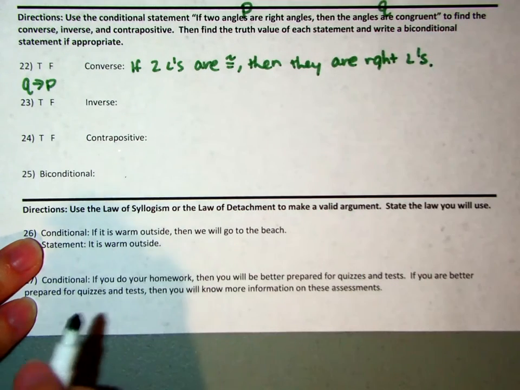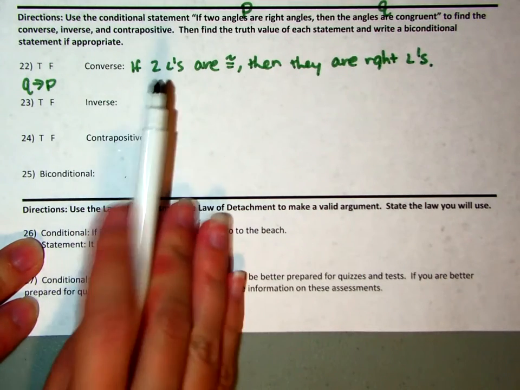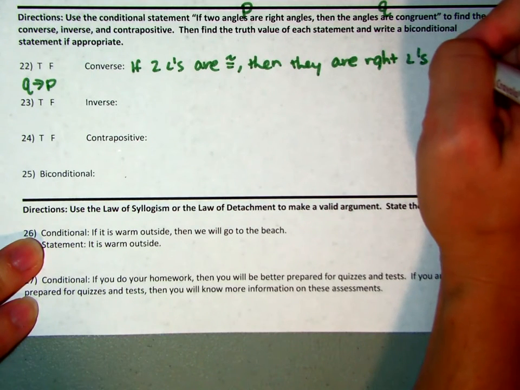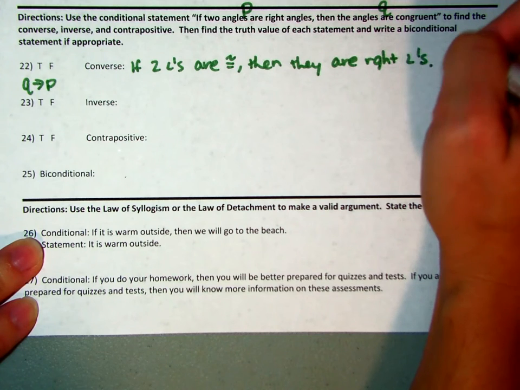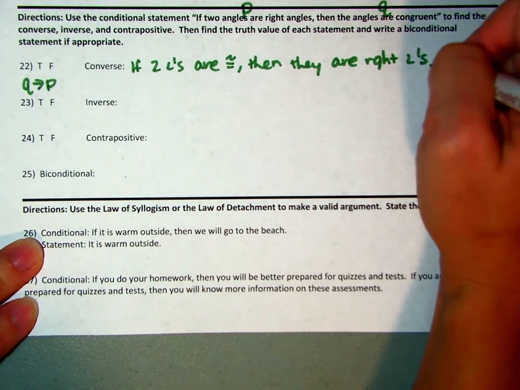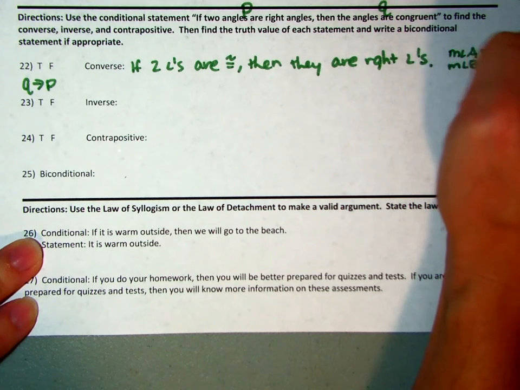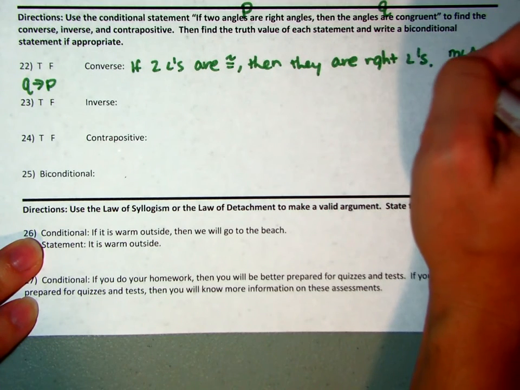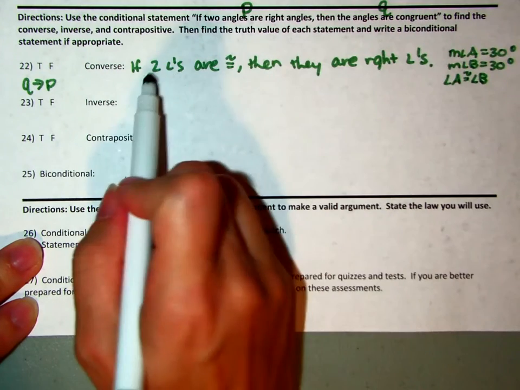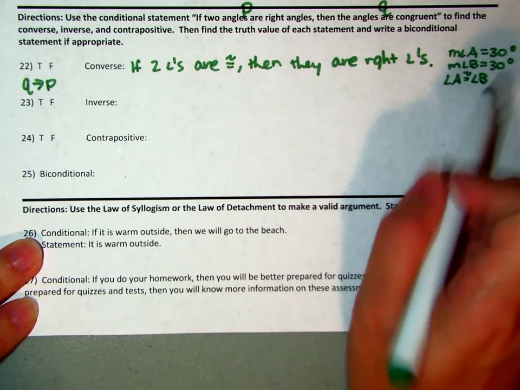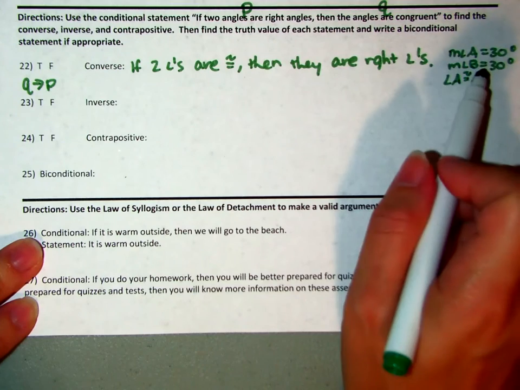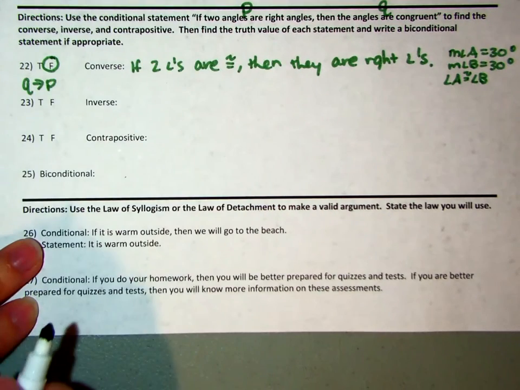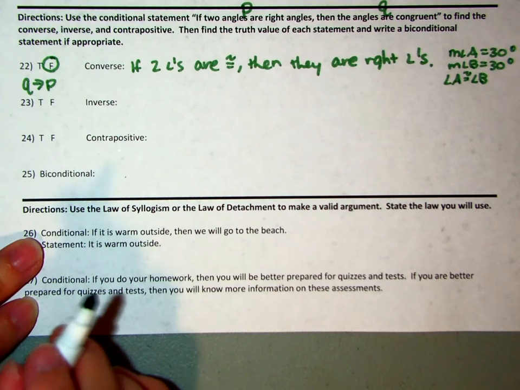Now let's find the truth value of that. Let's suppose that the measure of angle A is like 30 degrees, and the measure of angle B is 30 degrees. Both angles have 30 degrees as their measure, which means angle A is congruent to angle B. So if these two angles are congruent, it's saying that then they're right angles. Well, I just proved that that's not true. I found a counterexample, so this has a truth value of false. If you can find one counterexample, it is false.